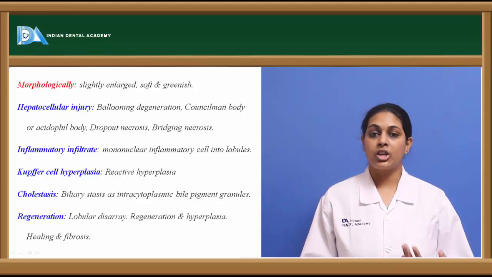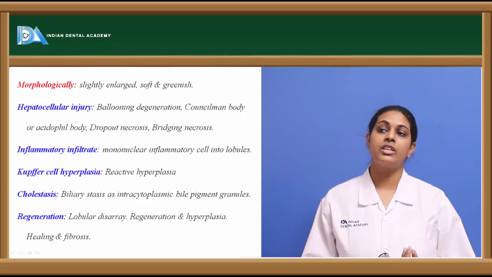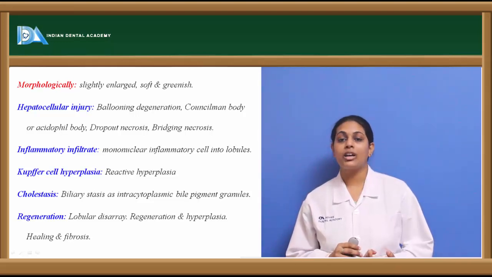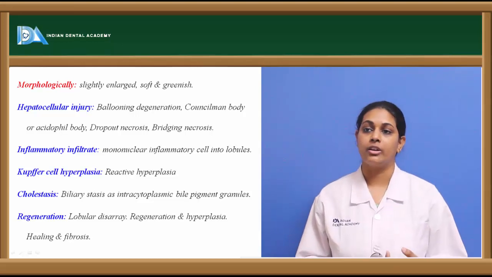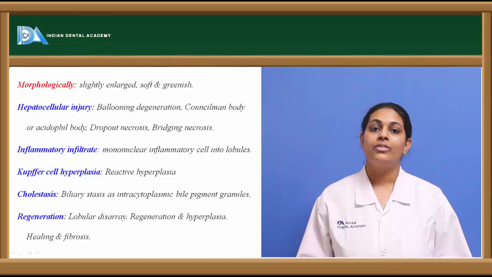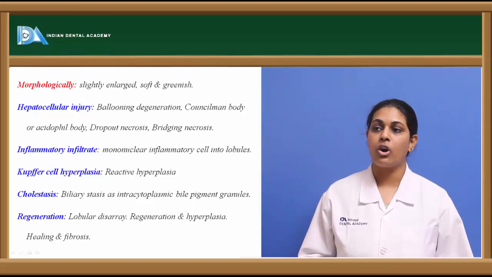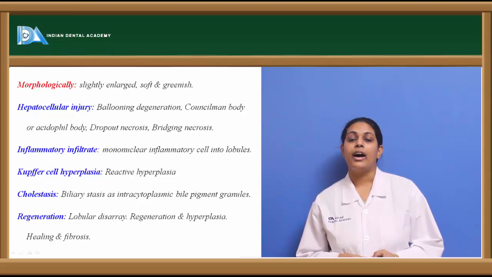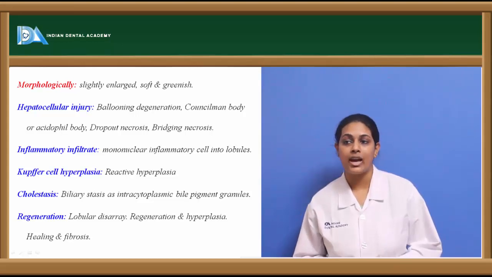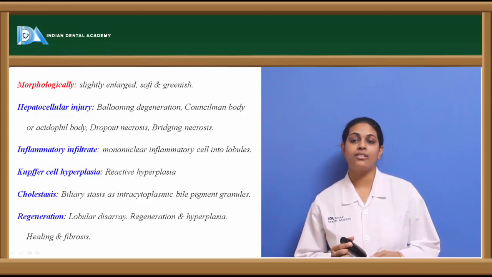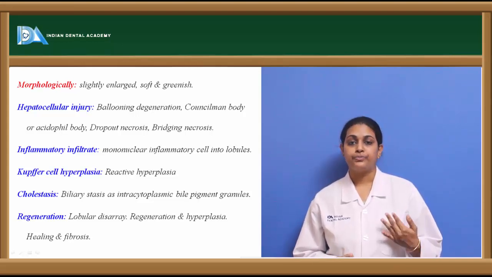Coming to the morphological features in acute hepatitis, usually we see that the liver is slightly enlarged and might appear soft in consistency with a greenish coloration. And usually in hepatocellular injury, we see ballooning degeneration as well as formation of Councilman bodies, also known as acidophil bodies. Dropout necrosis and bridging necrosis can also be seen, which are the characteristic features of hepatocellular injury.